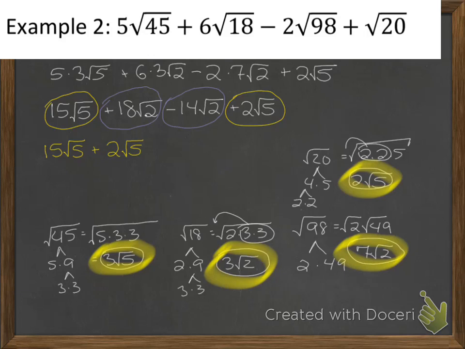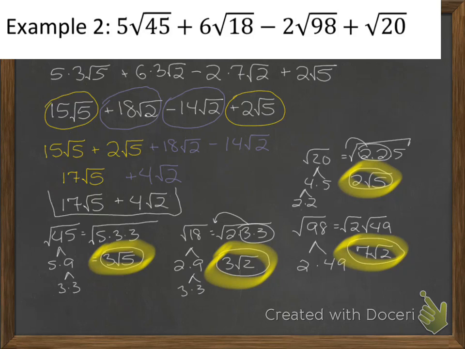So I have 15 square roots of 5 plus 2 square roots of 5. Well, 15 plus 2 is 17. So we have 17 times the square root of 5. Now let's go to our square root of 2 terms, or our purple terms. So we have 18 times the square root of 2 minus 14 times the square root of 2. 18 minus 14 is 4. So we have 4 times the square root of 2. So our final answer is 17 times the square root of 5 plus 4 times the square root of 2. And that's it.